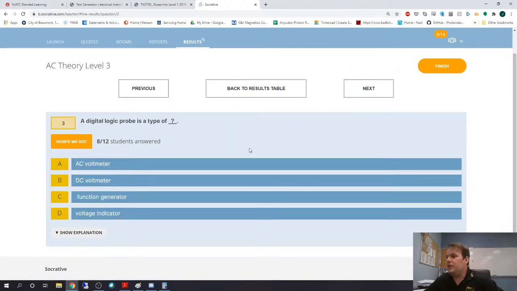Question 3. A digital logic probe is a DC voltmeter. Nothing more to say there, really. All it does is detect voltage.